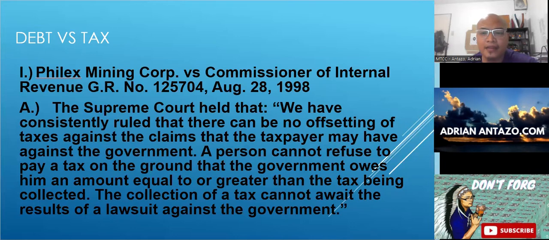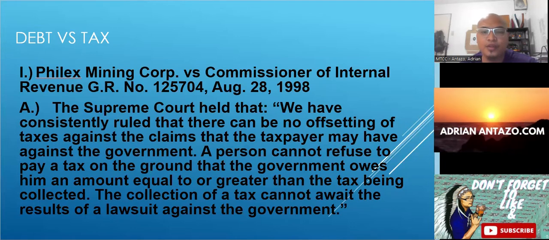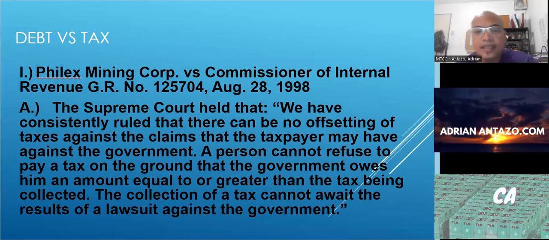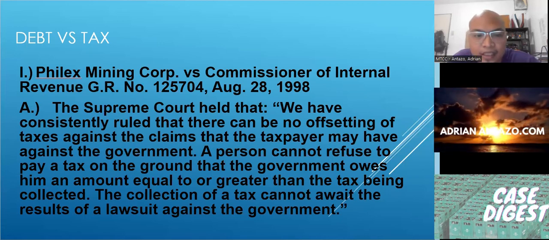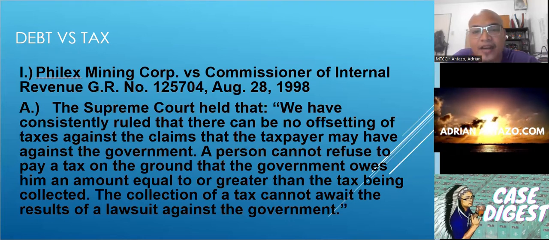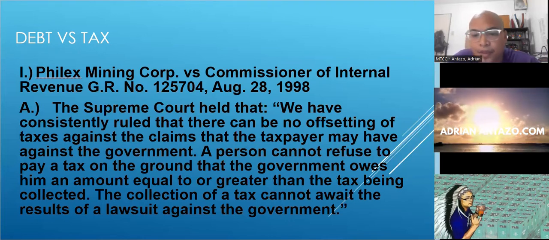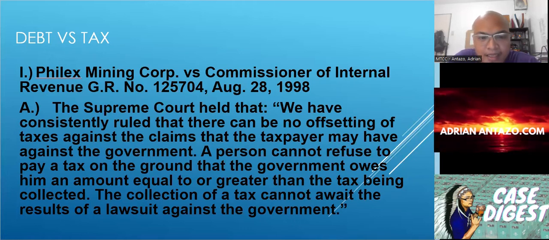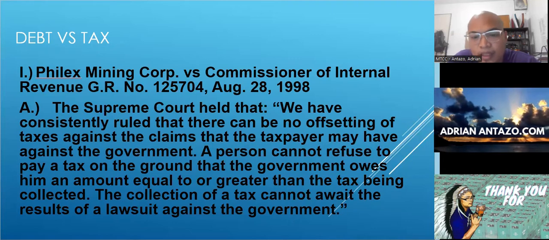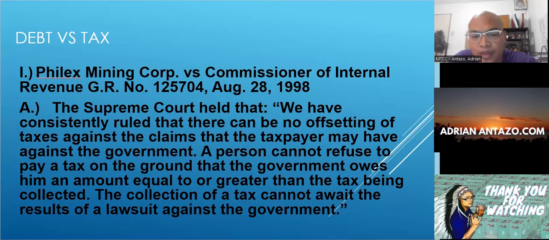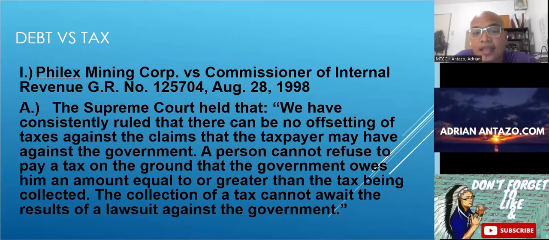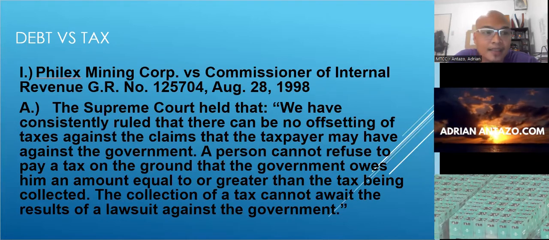Okay, so in Felix Mining versus Commissioner of Internal Revenue, the Supreme Court held that we have consistently ruled that there can be no offsetting of taxes against the claims that the taxpayer may have against the government. A person cannot refuse to pay a tax on the ground that the government owes him an amount equal or greater than the tax being collected. The collection of a tax cannot await the result of a lawsuit against the government.